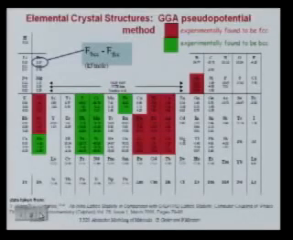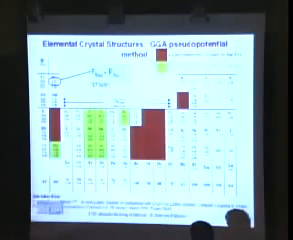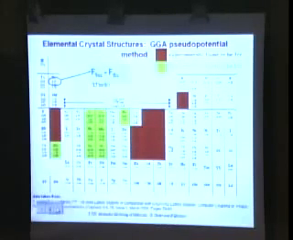Okay, so again, let me show you how well or how badly it does. So I did a very simple thing. I looked at how well it predicts, say, the structure of the elements. This is done in GGA, a standard pseudopotential method. You may have to look at your handout because this is extremely fuzzy on the screen. In red, I did metals that are experimentally FCC, and in green, I did metals that are experimentally BCC.